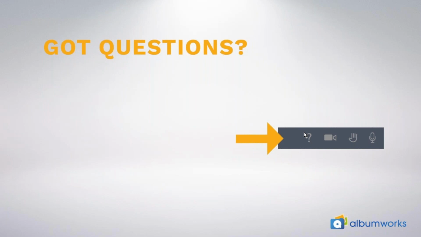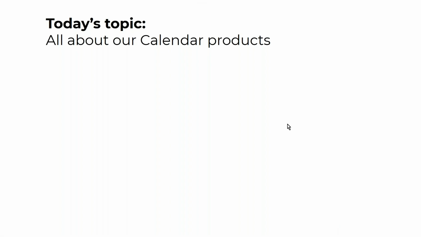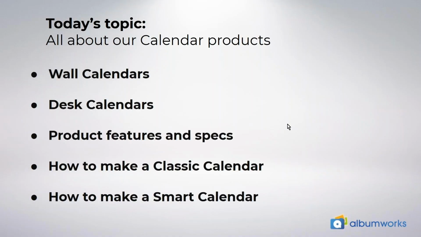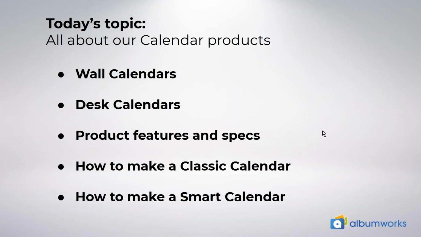And the webinar should go for about 20 to 25 minutes. Today's topic, we are looking at calendars. So we're going to look at wall calendars, desk calendars, product features and specs for all our calendars, and then I'll show you how to make both the classic calendar and a smart calendar.